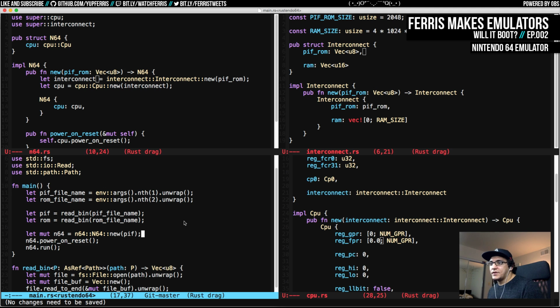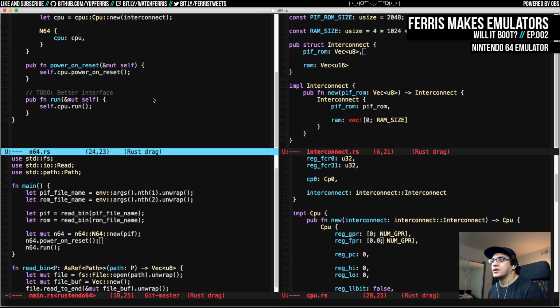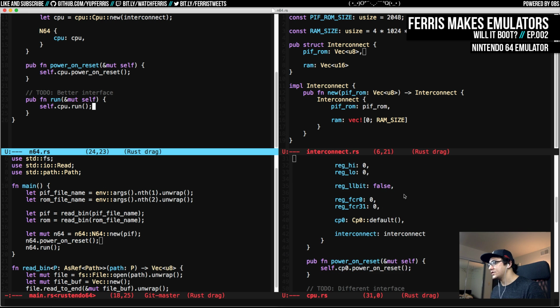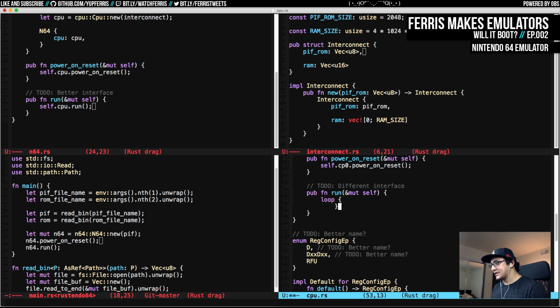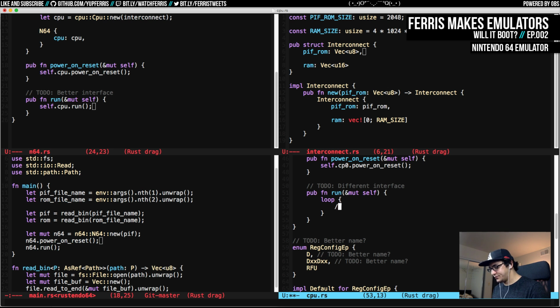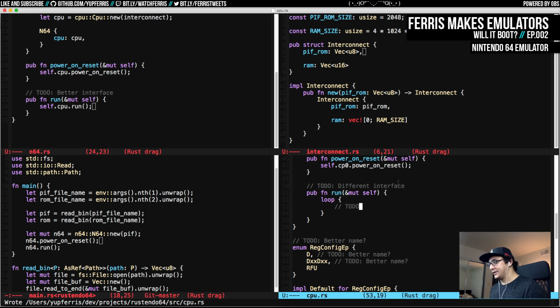But yeah, so we've built the interconnect, we built our N64 object, and we're going to make it run. So I think we're basically ready here. Let's go ahead and open up that CPU. Ooh, I have that down here actually. So this is how you do a forever loop in Rust. Right now it will do nothing except hang. So what we're going to do is this is going to be our loop where we're going to start reading instructions.